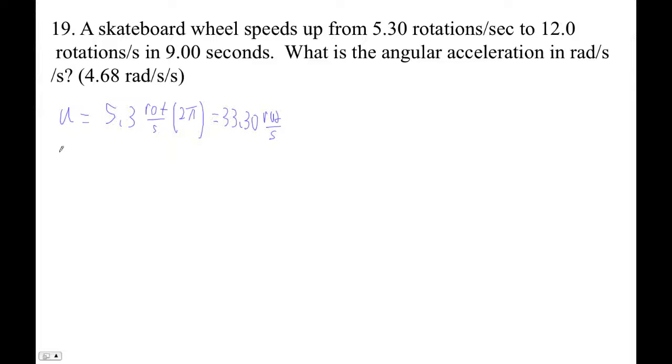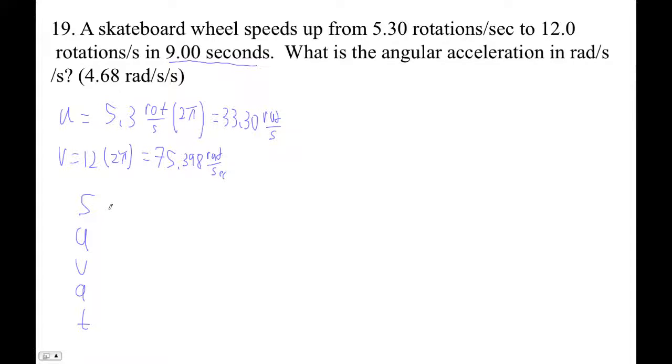And then the final velocity is 12. And I'm going to multiply that by 2 pi because that's rotations per second, right? And I want to turn it into radians. And every rotation is 2 pi radians, so this is pretty simple. So let's go 12 times 2 times pi. Let's store that in V just for kicks. That's 75.398. Nine seconds is fine, so now we're set, right? S, U, V, A, T.